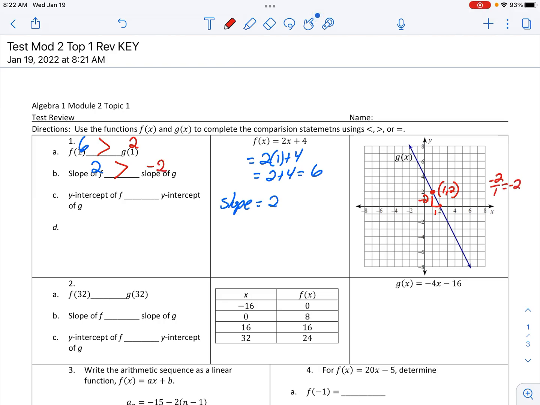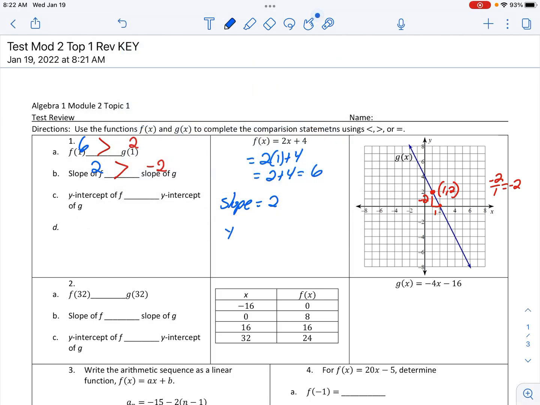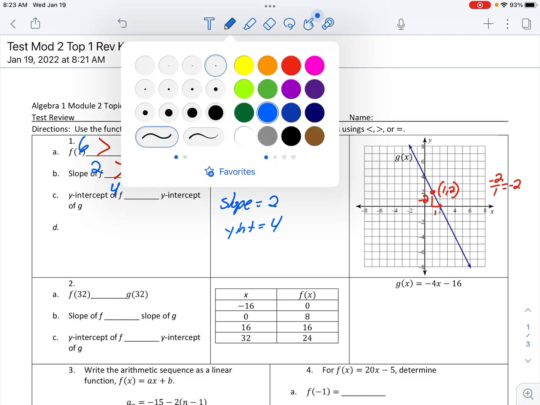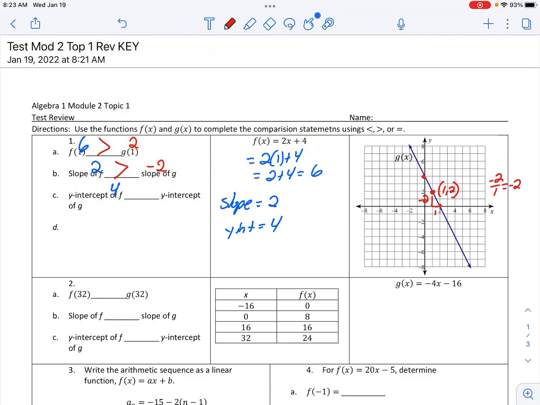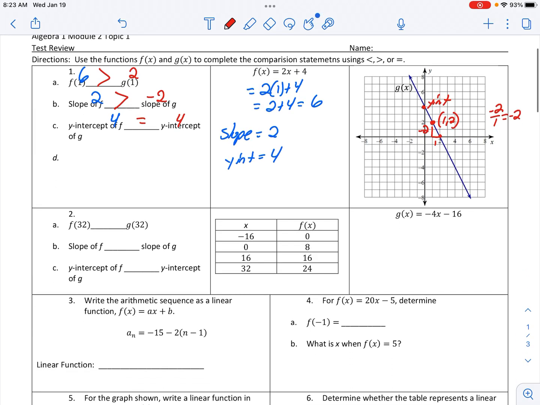So, there we go. The y-intercept of f is 4. And the y-intercept of the graph is where it's crossing the y-axis at also 4. And then right there, they are equal to one another.